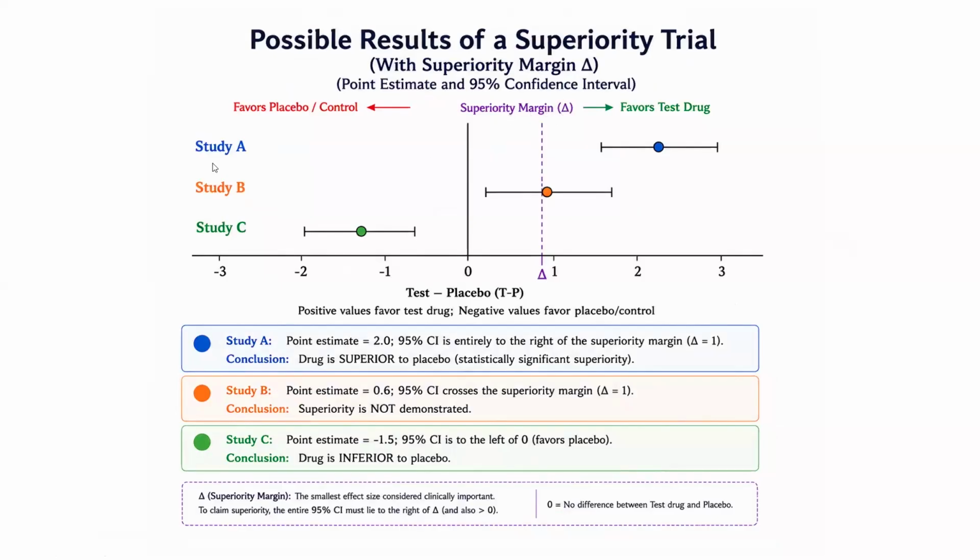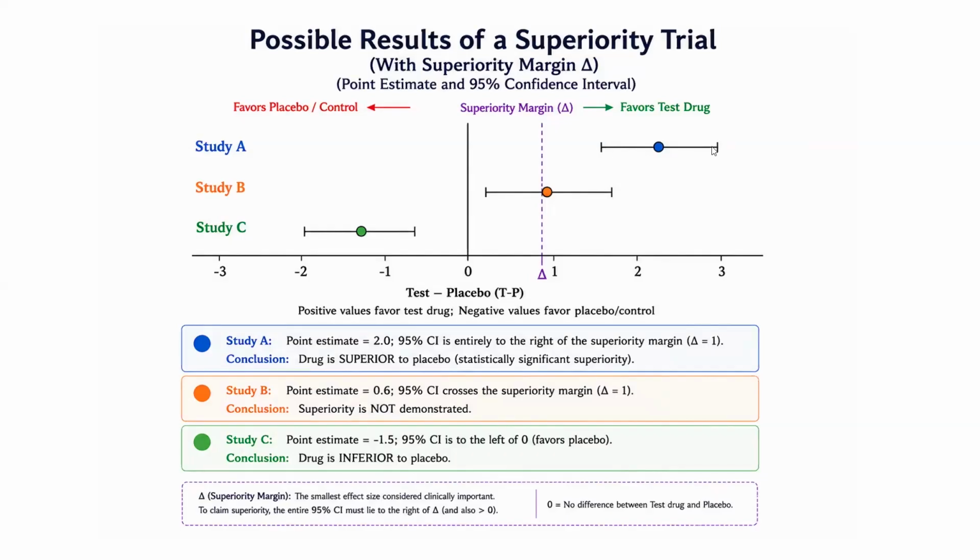There are 3 studies, study A, study B, and study C. Please see this, and please don't look below this. If you want to understand this, only look at this graph. This side favors the test drug, that side favors placebo or control. These blue, orange, and green dots are the outcome difference, called the estimate or outcome difference. And this horizontal line from here to here is called the 95% confidence interval.